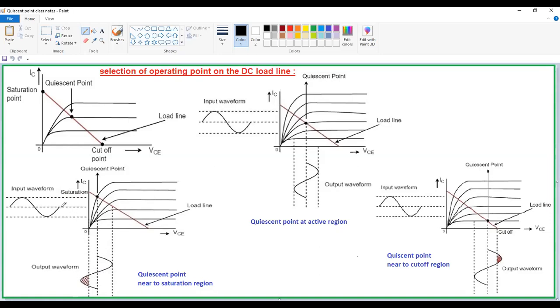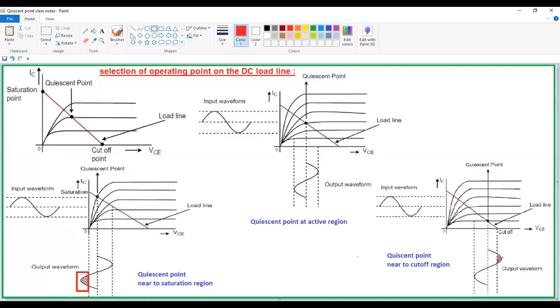That means the output is not a replica of your input. We are missing this much amount of the output waveform. See here, I'm drawing this point. This waveform is missing. That means the output is not a replica of your input. If this quiescent point is near to the saturation region, the output is not a replica of your input. That means there is a distortion in the output waveform.